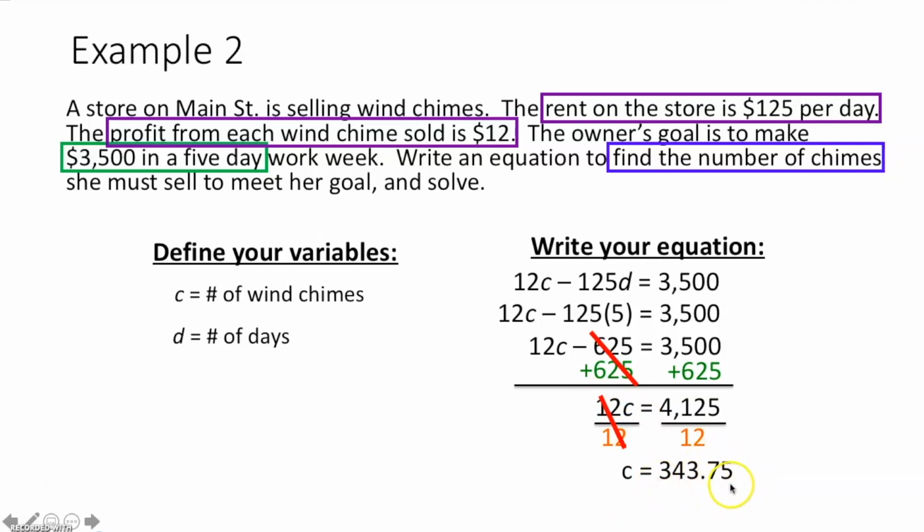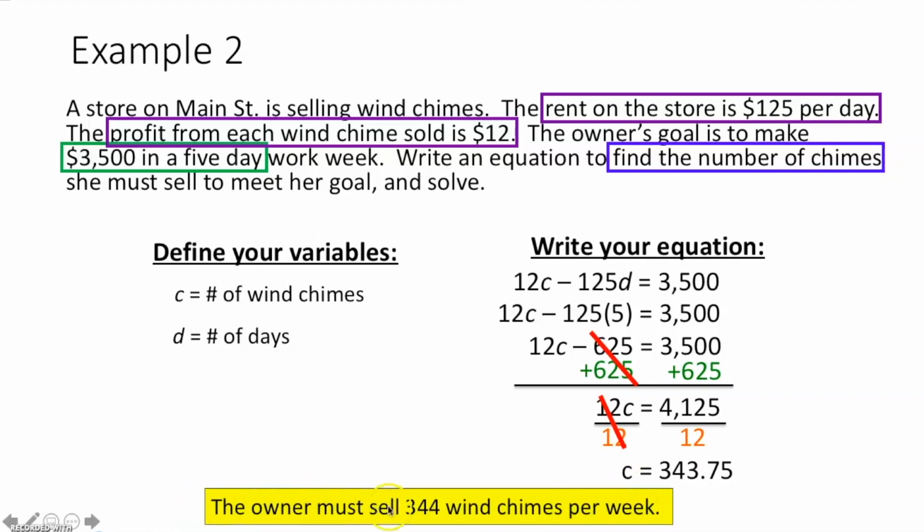Now, can you sell 0.75 of a wind chime? I guess you could, but I don't think anybody would want that. So what we're going to do is we're going to round up because we need to have a higher profit than that in order to meet our goal. So what we're going to say is the owner must sell 344 wind chimes per week, because if you rounded down, you wouldn't be making your goal. So we have to round up to 344 wind chimes.